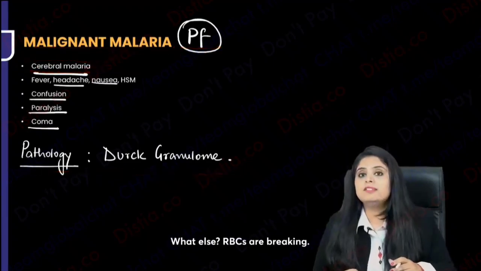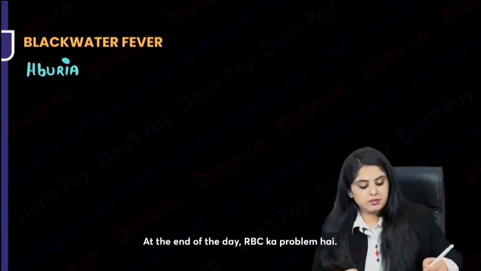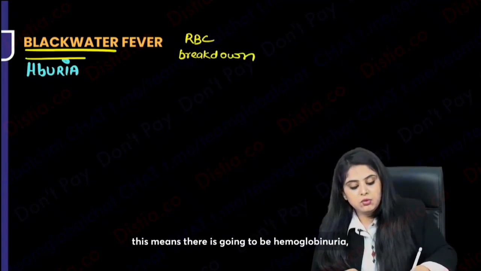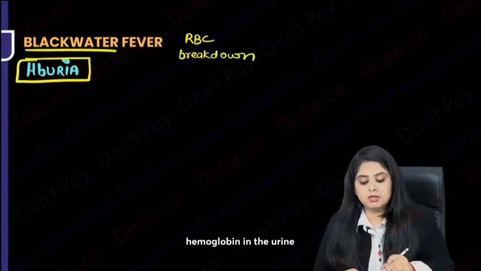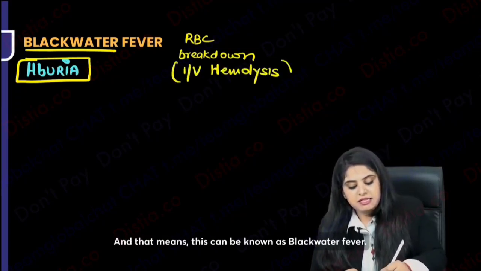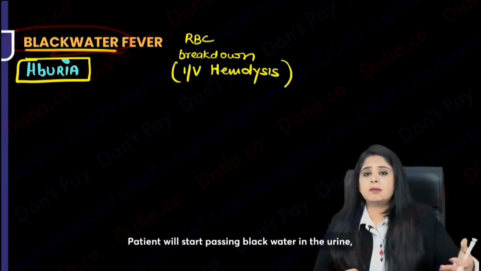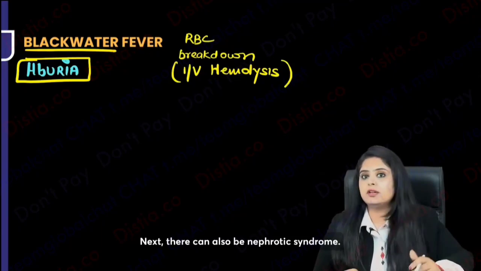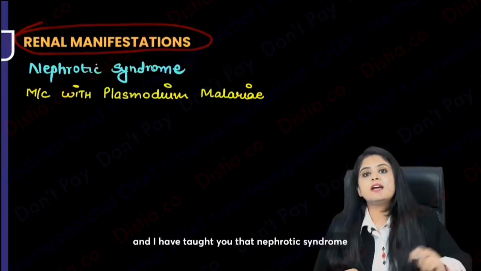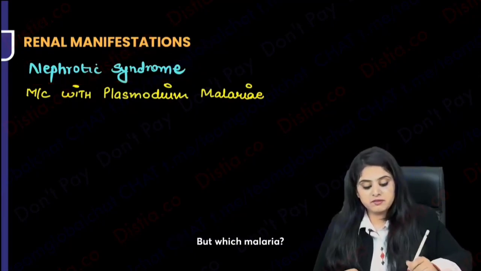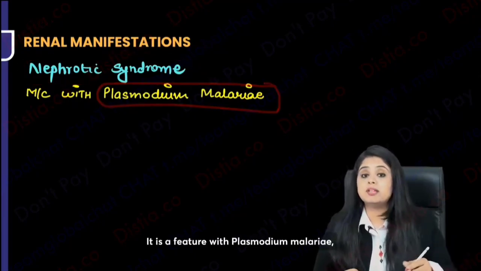What else? You know, RBCs are breaking. At the end of the day, it is an RBC problem. RBC breakdown is going to occur, and if RBC breakdown occurs, this means there is going to be hemoglobinuria, hemoglobin in the urine, because it is going to be intravascular hemolysis. And that is known as black water fever. Patient will say, I'm passing black water in the urine. That is nothing but RBC breakdown. Next, there can also be nephrotic syndrome. You go back to your renal pathology, and I have taught you that nephrotic syndrome can occur because of malaria. Yes, I have taught you that. But which malaria? Now I'll tell you. It is a feature with Plasmodium malariae.